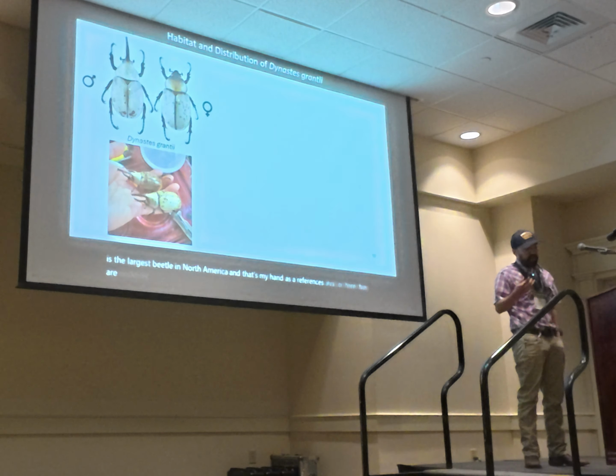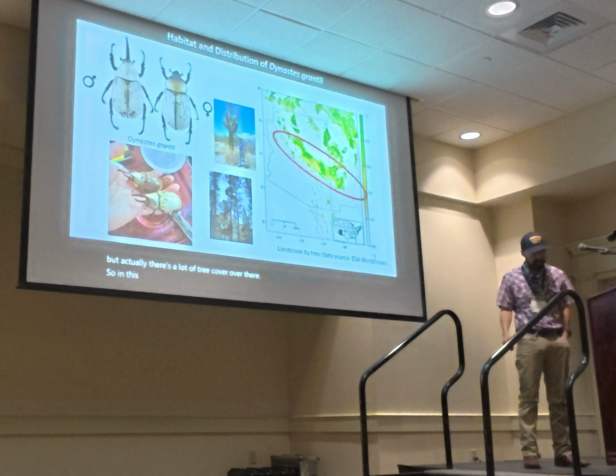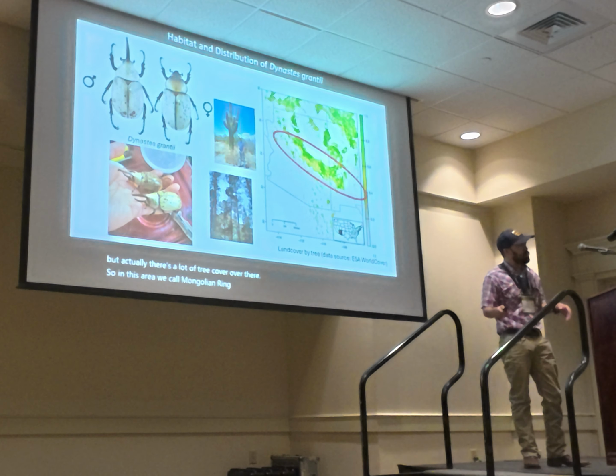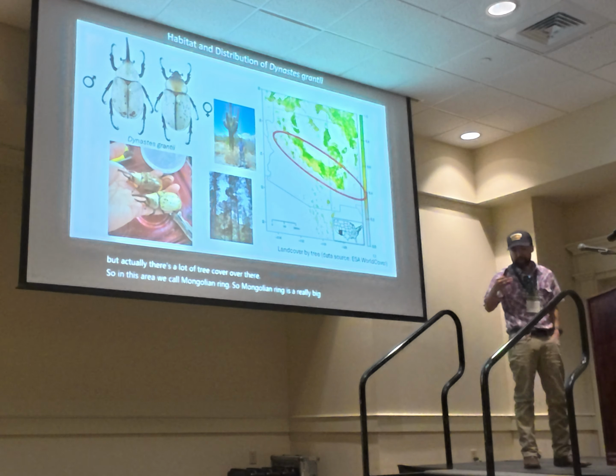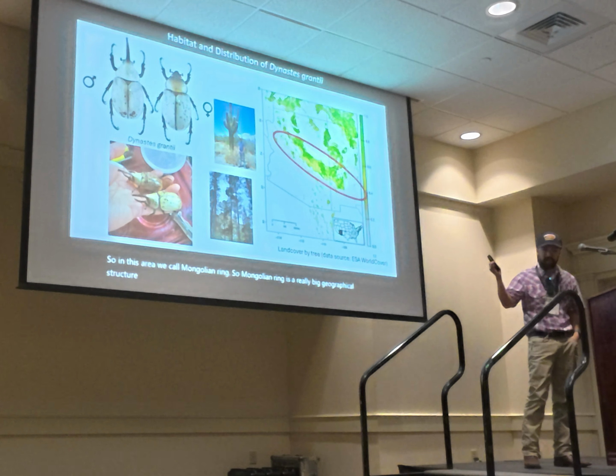When you think about these places and their habitat, what do you picture? Desert, right? This is me in Scarlet National Park. But actually, there's a lot of tree cover over there. In this area, we call it the Mogollon Rim. The Mogollon Rim is a really big geographical structure stretching from northern New Mexico to northern Arizona. The trees over there are pine-oak mix or pine forest.